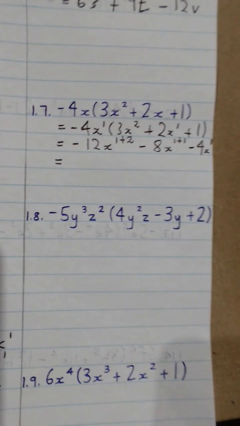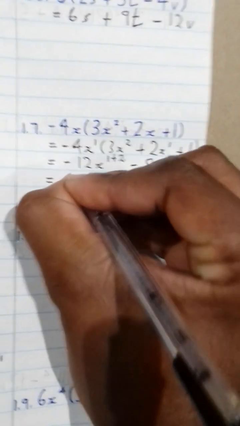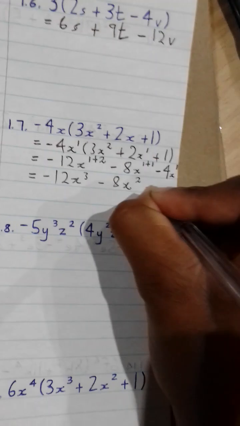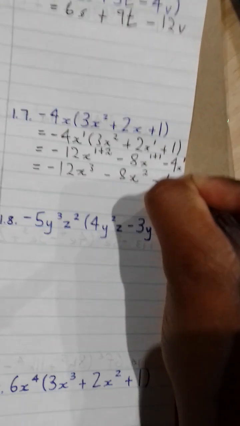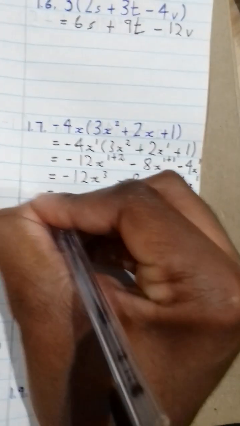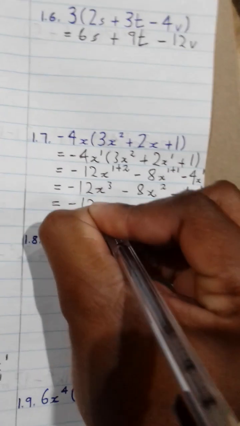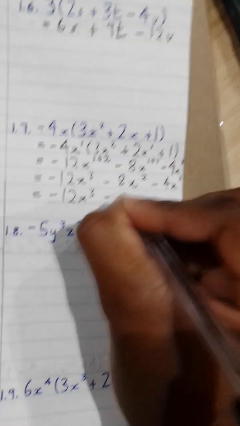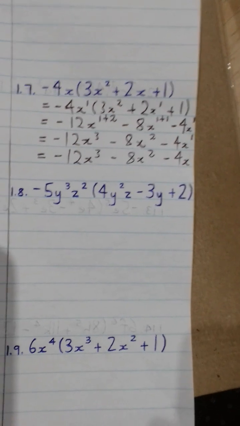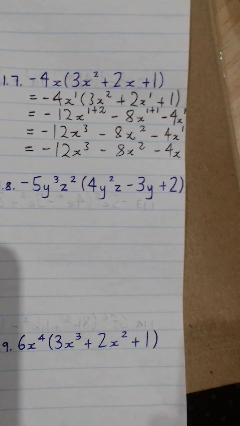Then you simplify the exponents. It's going to be negative 12x. 1 plus 2 is 3 minus 8x. 1 plus 1 is 2 minus 4x to the power of 1. Remember, if the exponent is 1, we don't write it down. So it's going to be negative 12x to the power of 3 minus 8x to the power of 2 minus 4x. I hope that's clear and I hope that makes sense.